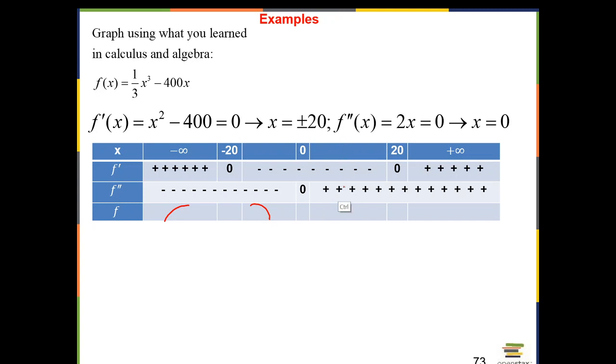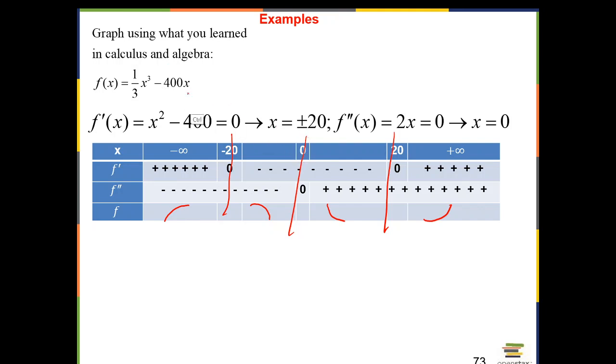What's going on over here? The function is still decreasing, but it's concave up. Decreasing, concave up looks like that. And over here is increasing, concave up. Increasing, concave up, right? So that's how we get the behavior of the function. These are just points, right? We can substitute negative 20 in here and see what we get.